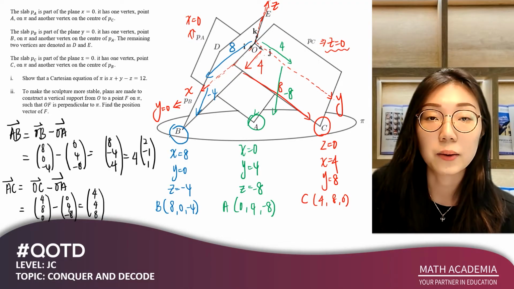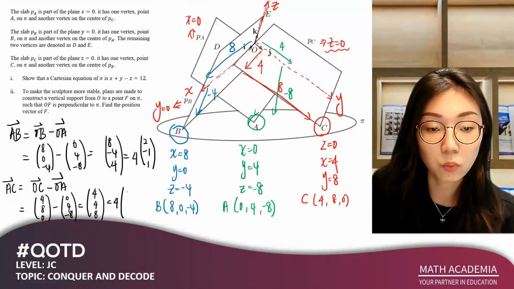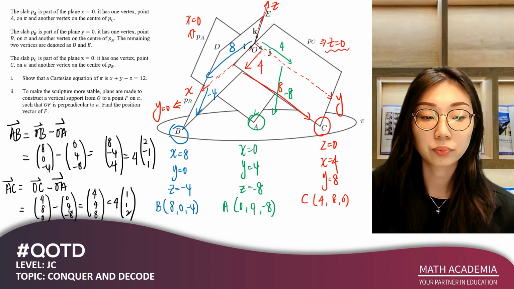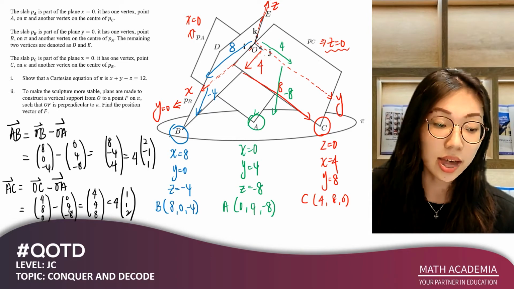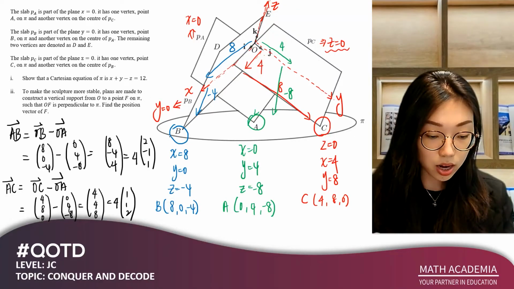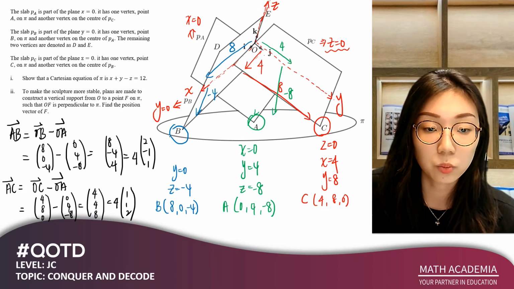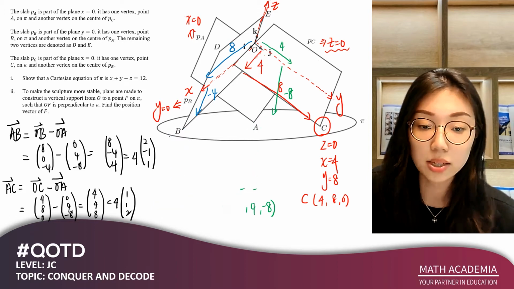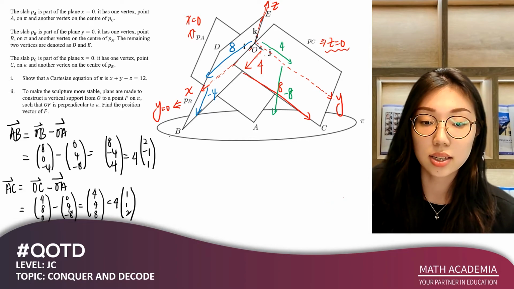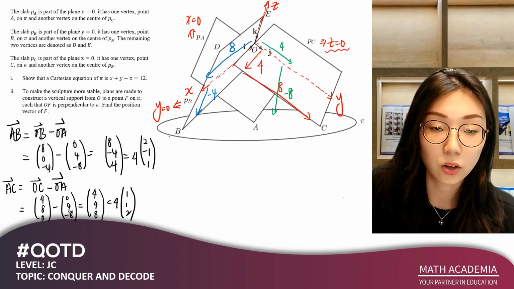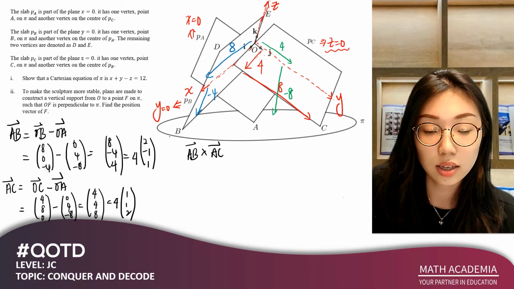All right. I will bring out my common factor of 4. I would have 4, 1, 1, and 2. Now knowing the vectors AB and AC, we can use the cross product to find the normal vector. Let me erase my working so I have more space. So let's cross AB and AC to find the normal vector. So AB cross AC.